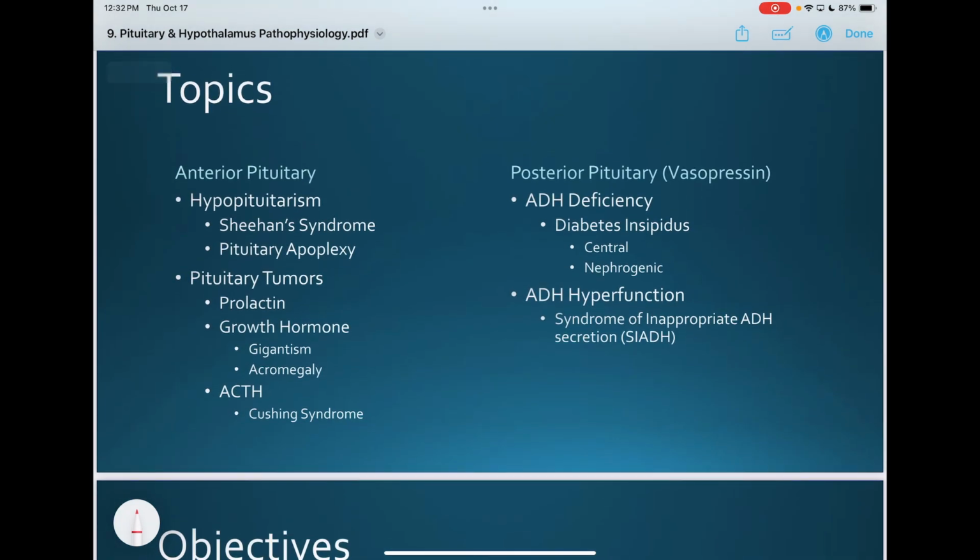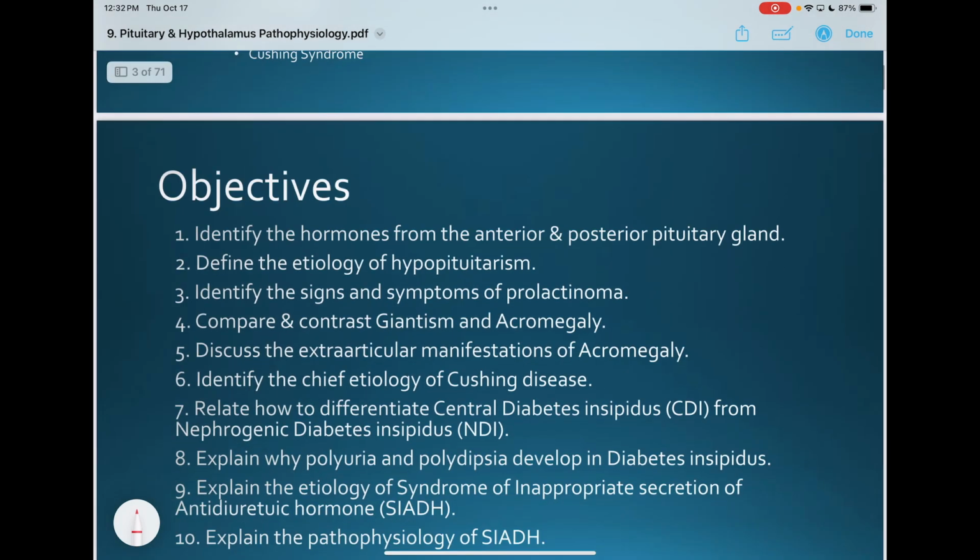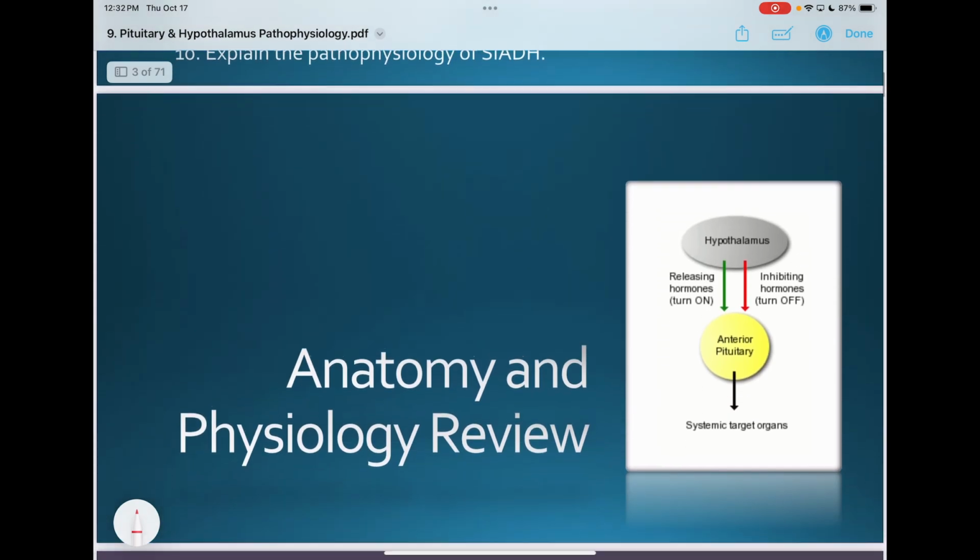So this lecture, we're only going to be discussing the pituitary and the hypothalamus. Yes, thyroid hormone is there. Cortisol comes through. ACTH is there. But we're only going to focus on diseases as they relate to the pituitary gland or the hypothalamus. We have separate lectures for the adrenals, pancreas, and thyroid. Okay? So we're going to focus on the pituitary and the hypothalamus for today.